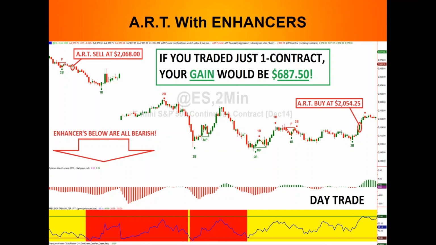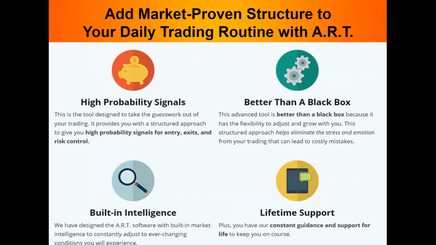Okay, let's move on here. Hold on one second. All right, so the next slide is just a general roundup on the A.R.T system.